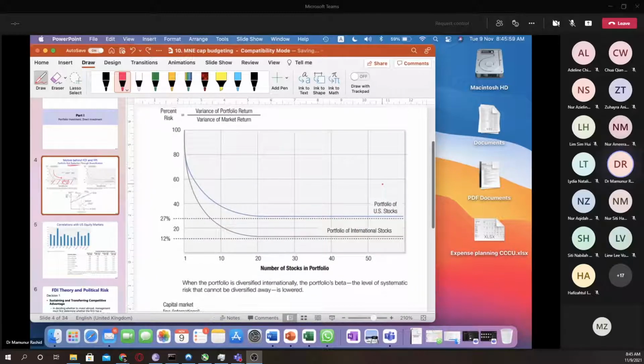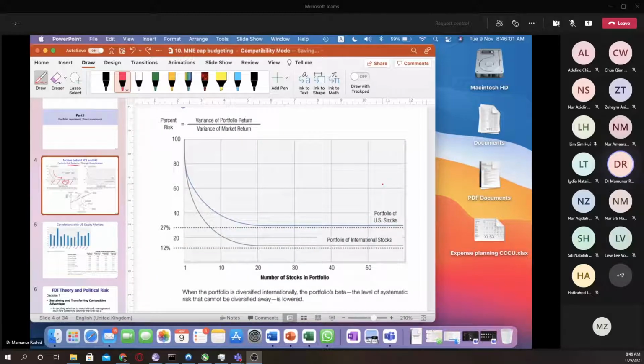Next chart: how about investing in two different locations? For example, the same systematic risk. Remember, the systematic risk was this much in the previous chart. But if you are investing in more and more countries, you will still have systematic risk. For example, in the lower part, you will still have systematic risk, but your portion of systematic risk will drop. You will still have 12% of systematic risk, but it is dropping from 27 to 12%. It will still be there. You cannot completely wipe it out.